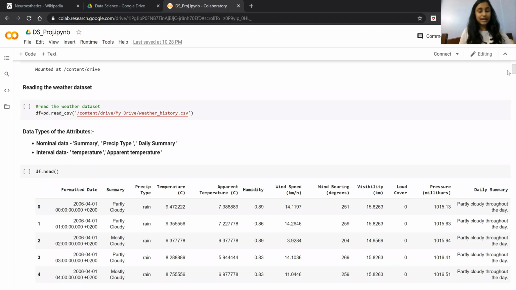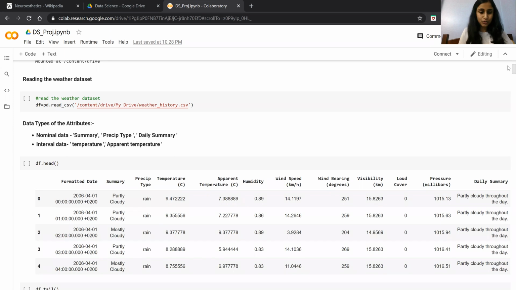Okay, so the data types of the attributes: the nominal data includes summary, precipitation type, and daily summary. And the interval data are temperature and apparent temperature. As you can see, we've printed the first 5 rows and the last 5 rows of our data set using the dot head and dot tail functions respectively.